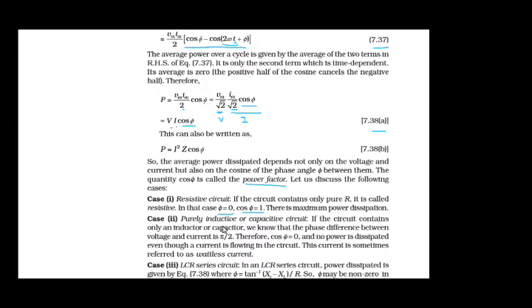Case 2, purely inductive or capacitive circuit. If the circuit contains only an inductor or a capacitor, we know the phase difference between the voltage and current is pi by 2. We have done this concept in our previous lessons. Therefore, cos phi is equal to 0 and no power is dissipated even though current is flowing in the circuit. This current is sometimes referred to as wattless current.